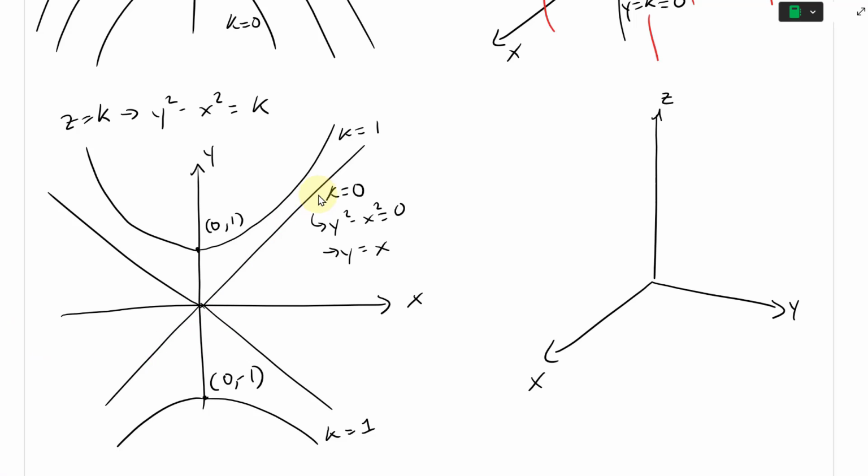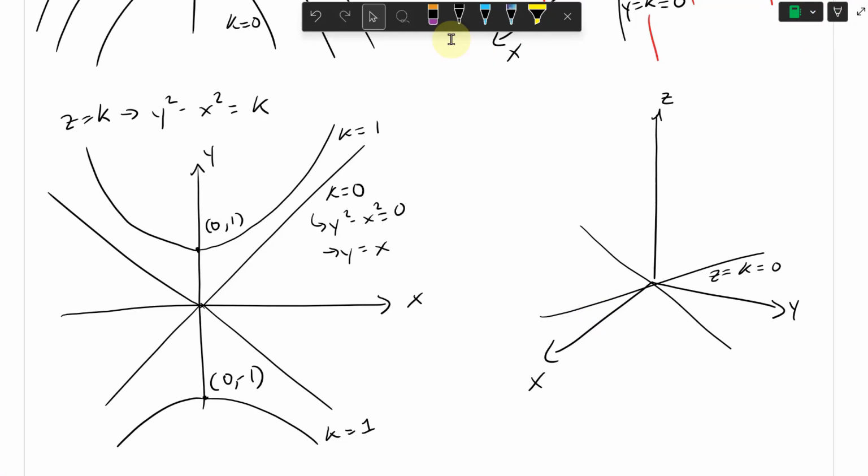And let's graph the k equals 0. That's just going to be our straight lines across it, like that, and like this. This is the y-axis, rotate that around. So that's our k equals 0, or z equals k equals 0. Now when z equals 1, draw this in red.